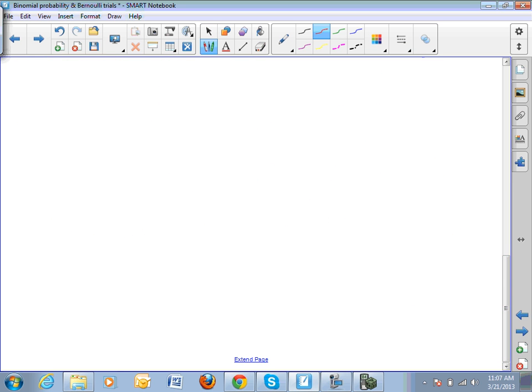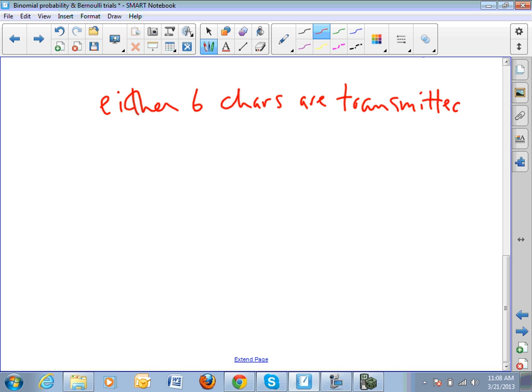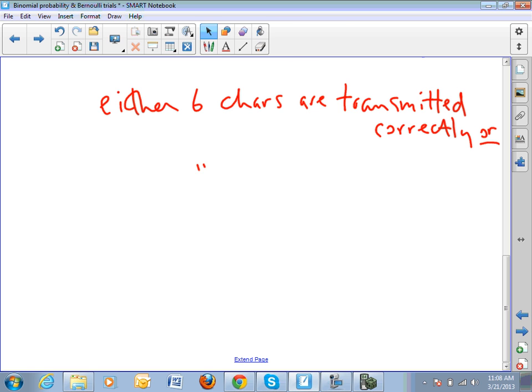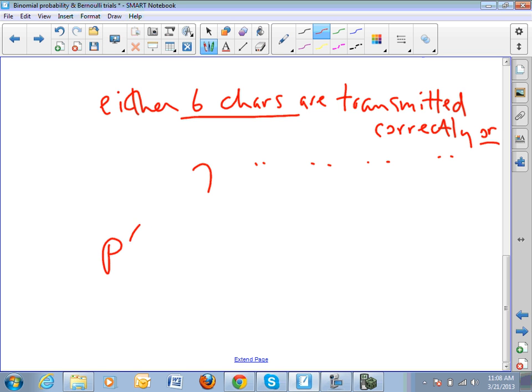But in this case, we've got a little bit of leeway because it gets received correctly if either 6 characters are transmitted correctly, or 7 characters are transmitted correctly. So we have to consider 2 cases here. We need to know the probability that 6 characters are transmitted correctly, plus the probability that 7 are transmitted correctly.